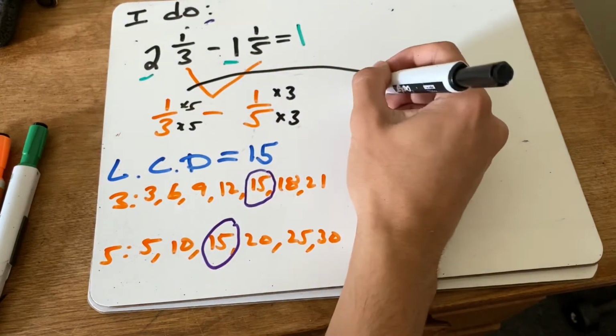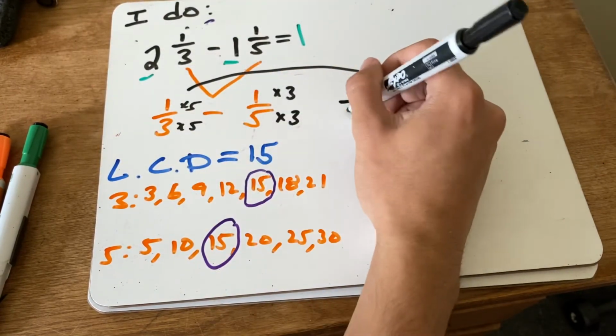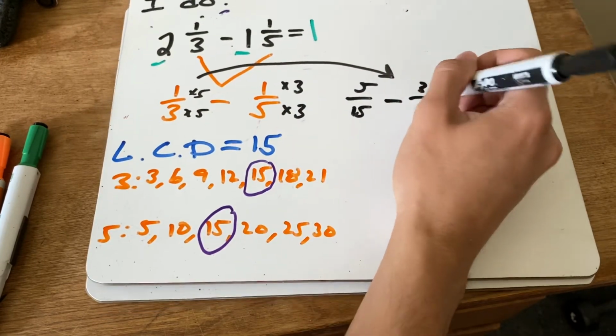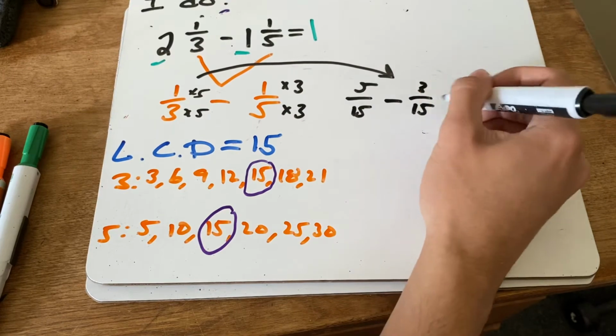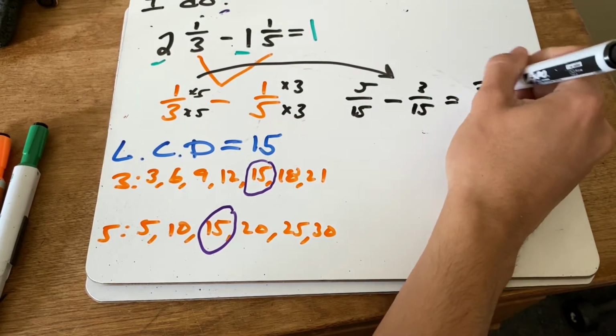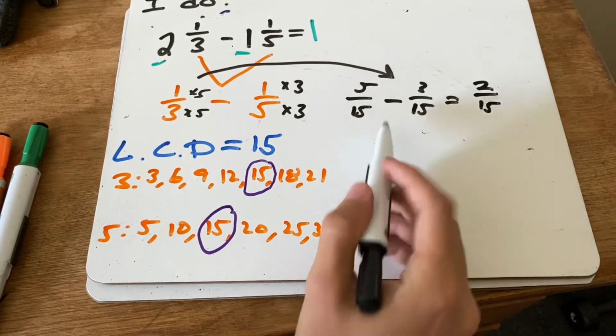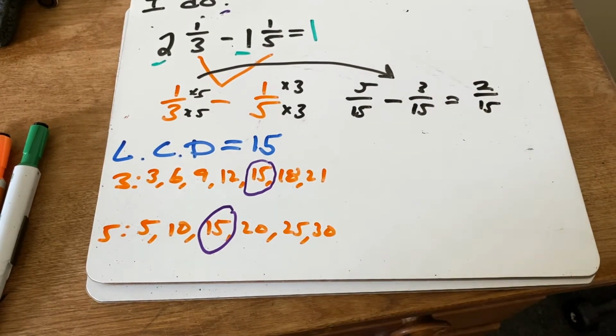1 times 5, 5. 3 times 5, 15. Minus 1 times 3, 3. 5 times 3, 15. 5 minus 3, 2. 15 minus 15 is just 15. Remember, we don't subtract our denominators if they're the same.